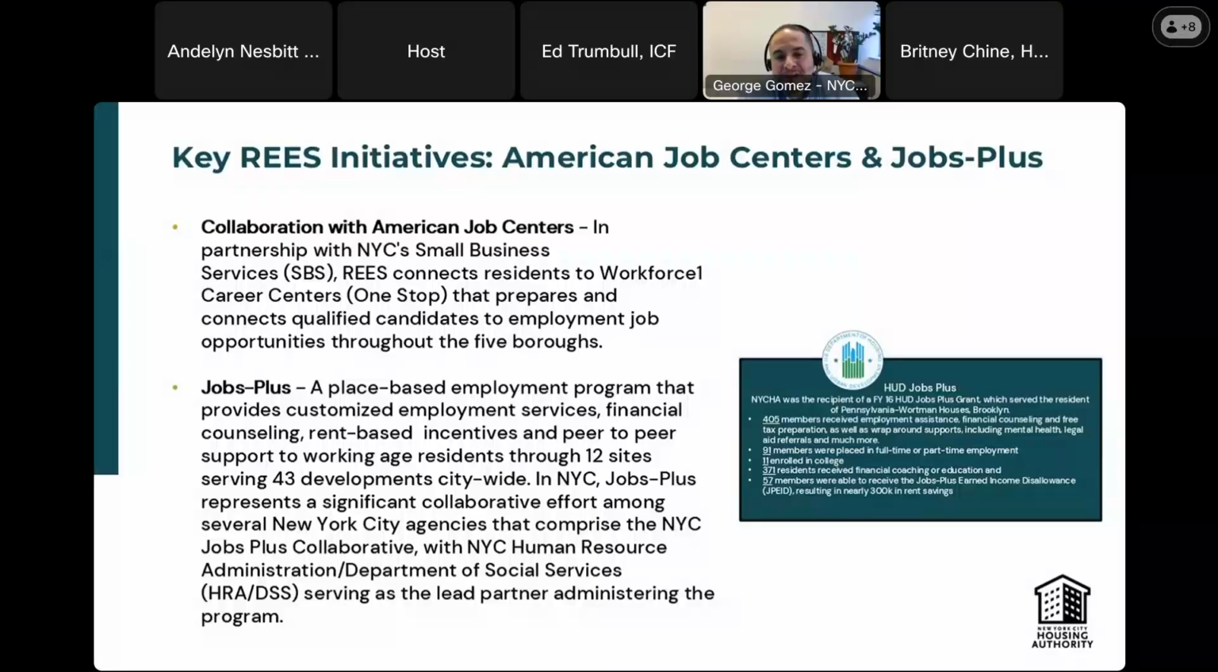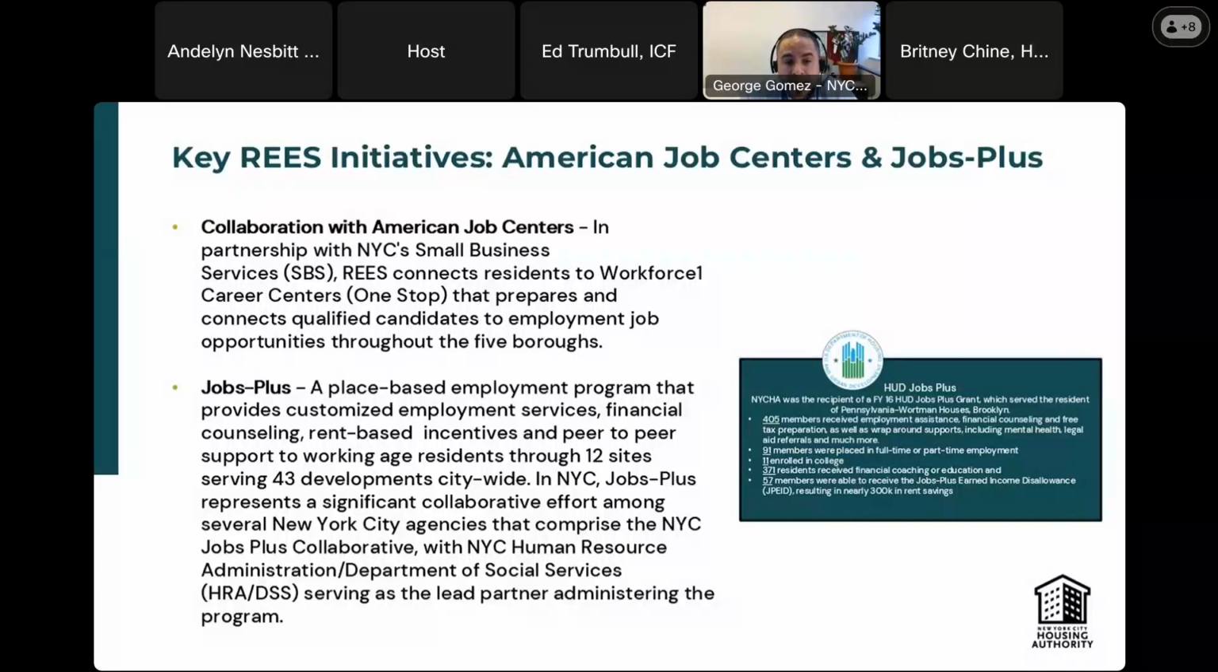This is a former highlight of NYCHA being the recipient of a HUD Jobs Plus grant, which served the residents of Pennsylvania Wortman Houses in Brooklyn, where 405 members received the full spectrum of services through the program. 91 members were placed in full-time or part-time jobs. 11 enrolled in college. 371 residents received financial coaching or education, and 57 members were able to receive the Jobs Plus Earned Income Disallowance, which actually resulted in about $300,000 in rent savings.